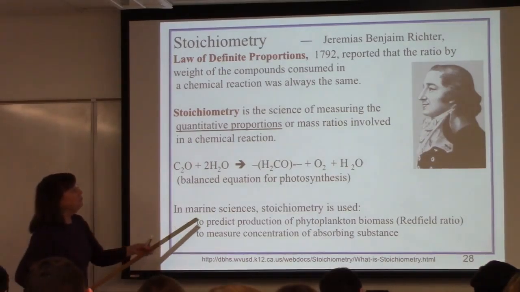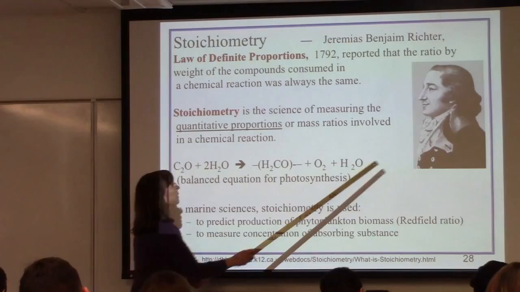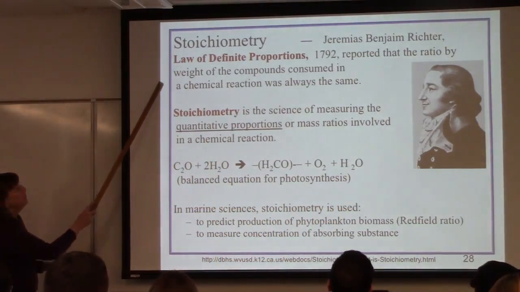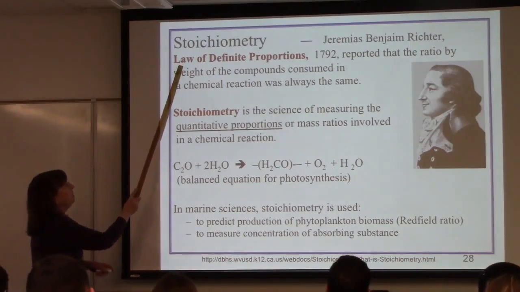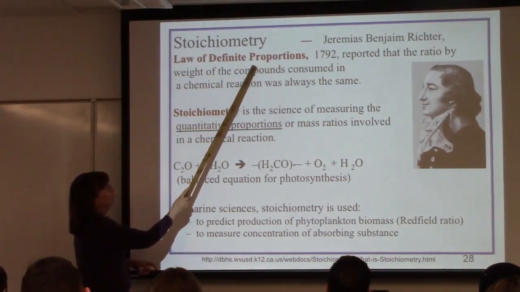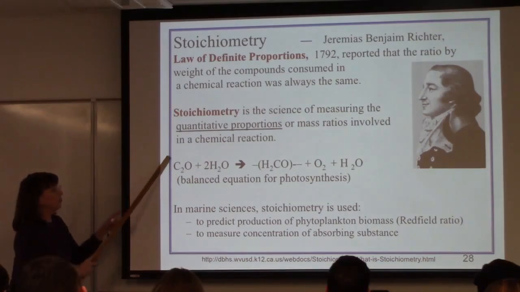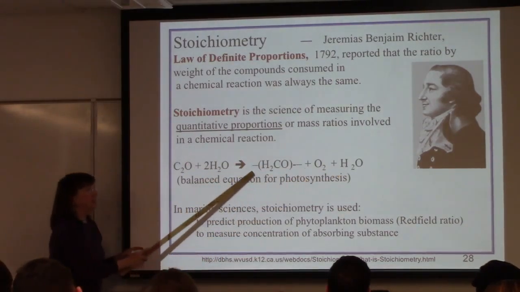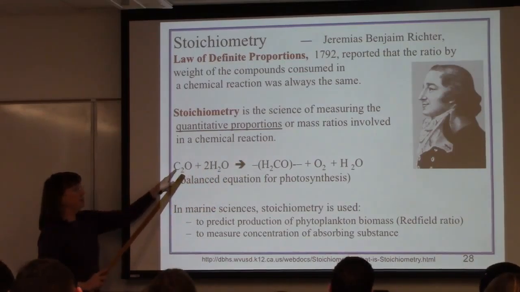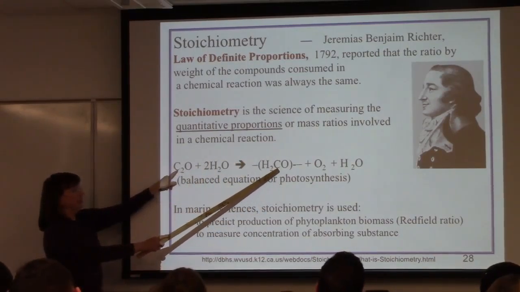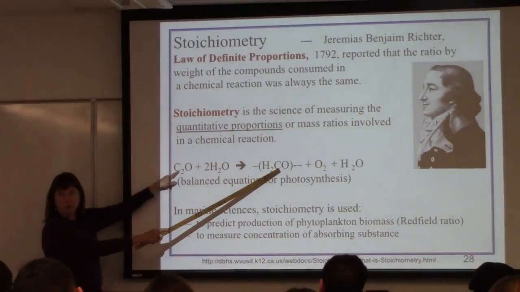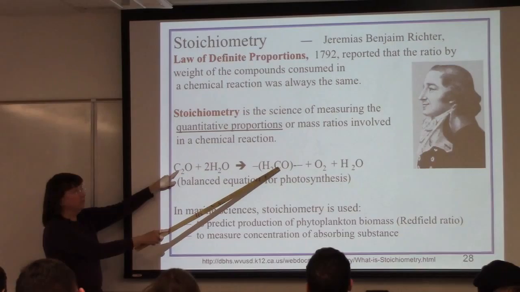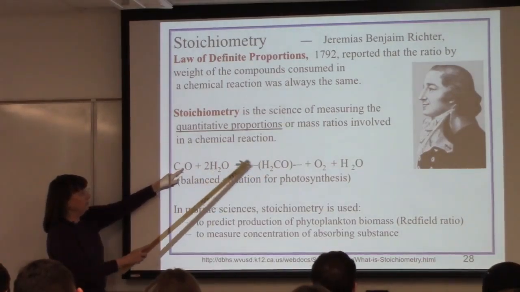So Jeremias Richter came up with the term stoichiometry when he defined what he called the law of definite proportions. And so that says what's on this side of the equation balances what's on this side of the equation. So carbon on this side, and this is photosynthesis, is in stoichiometric proportions on both sides of the equation. The same thing with the oxygens.